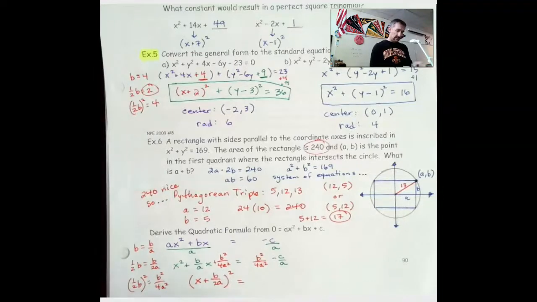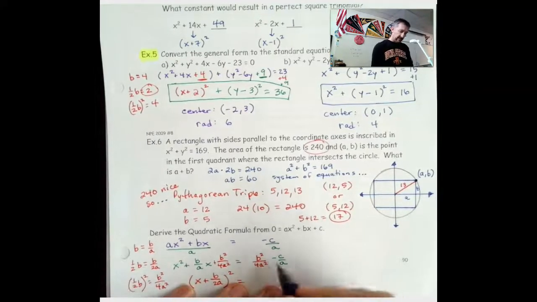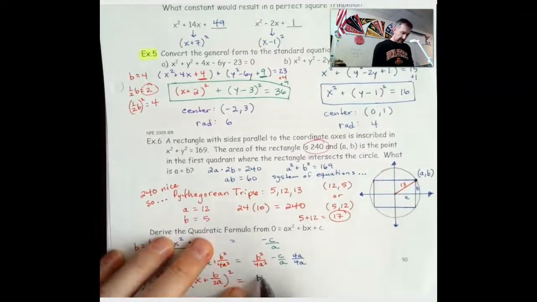Now, we want to get a common denominator. We're subtracting fractions here, so I need to multiply this by 4a over 4a. So that's going to give us b squared minus 4ac, and that's over 4a squared.